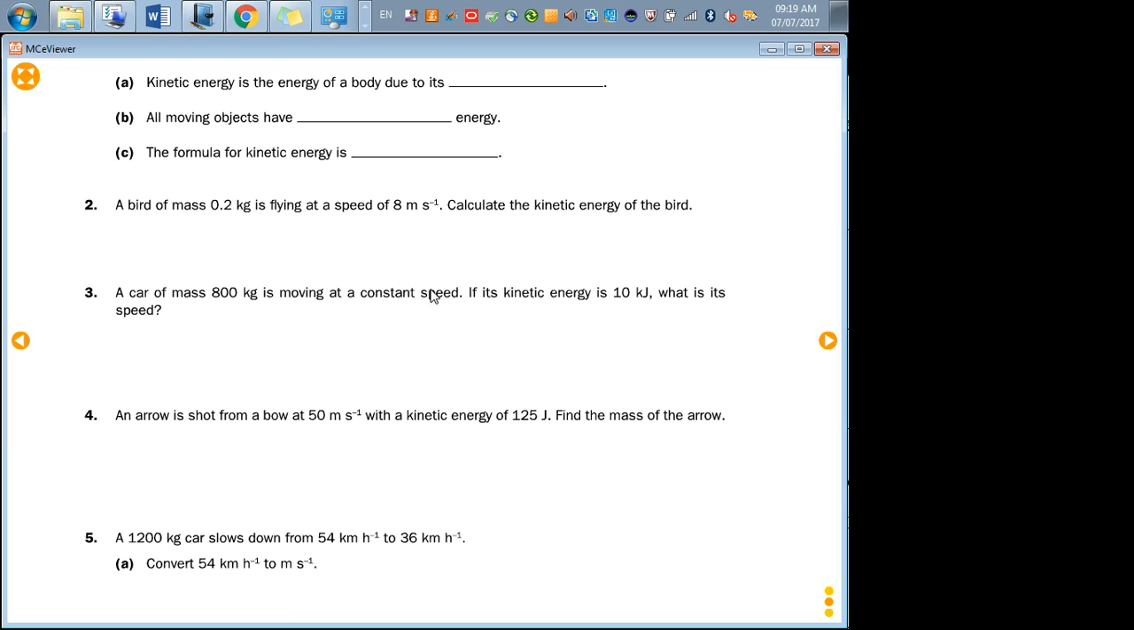Constant speed, what is the acceleration? Okay. If the kinetic energy is 10 kilojoules, what is the speed? How should we do this?